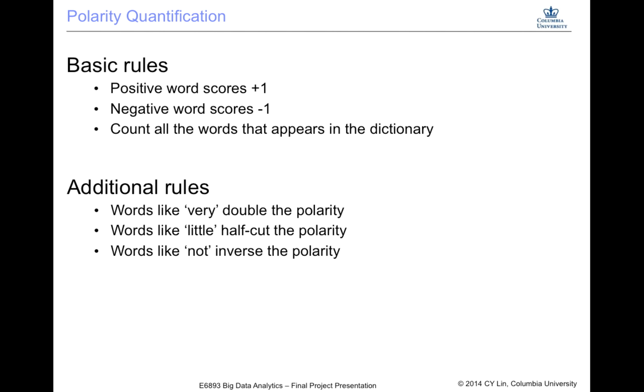As for quantification, we first want to introduce polarity quantification. The basic rule is that we separate words into positive ones and negative ones, and we count all the words that appear in the dictionary. For the whole message, the final score is the sum of the scores of each word. In this way, we can get the final score of the whole message. For particular words such as very, little, or not, we apply additional rules to make the sentiment analysis more precise.